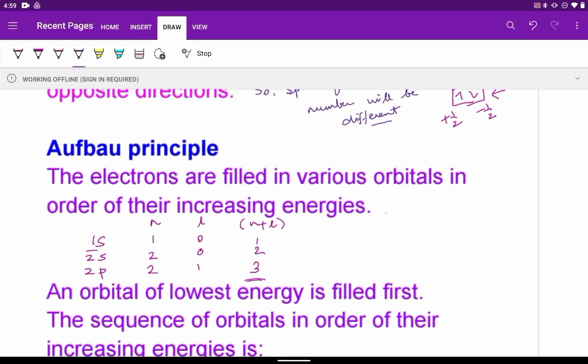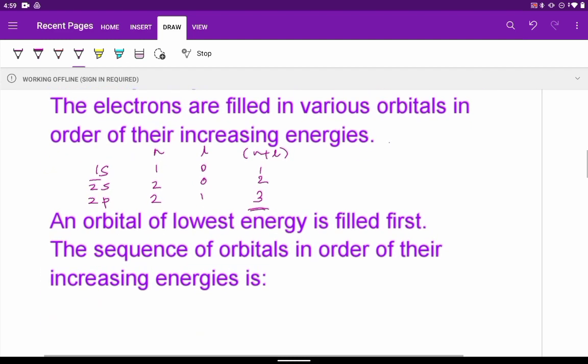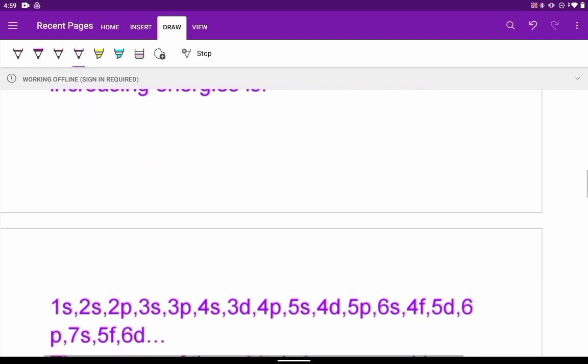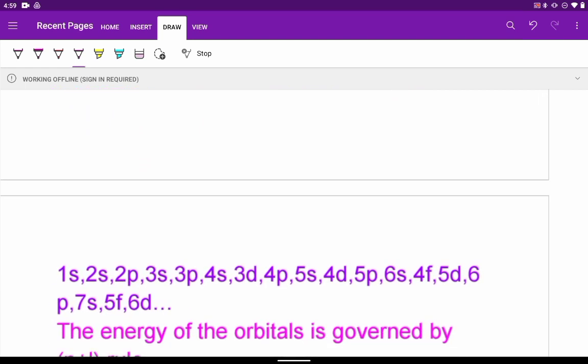An orbital of the lowest energy will be filled first, and then it will be according to the increasing energy order. Now there is a sequence of orbitals in order of their increasing energies, and that sequence is given like this. You see, 1s, 2s, 2p. These first 3 I explained on the basis of n value, l value and n plus l value. All others follow the same rule. So here you can see 1s, 2s, 2p.